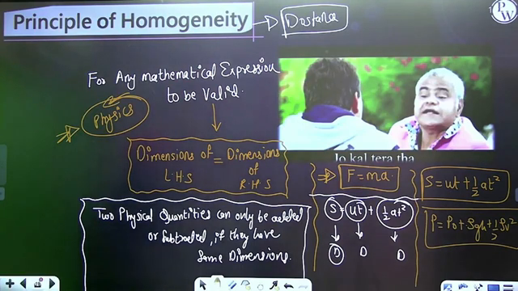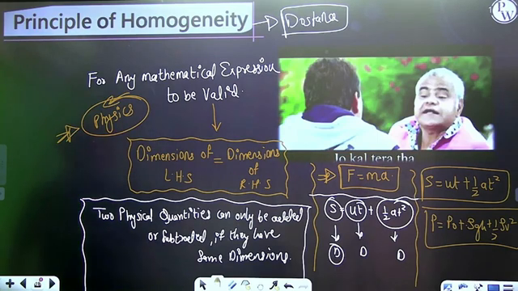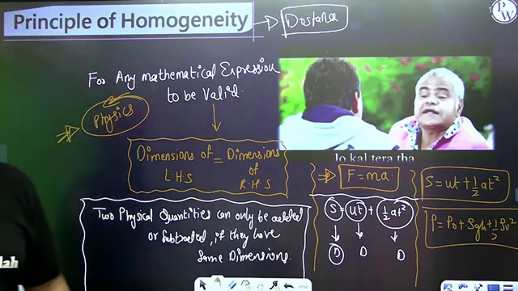Okay. So, the two most important statements of the principle of homogeneity. The first one states that all of the dimensions on the left hand side of the expression used in physics are equivalent to the right hand side. If the right hand side has more than one mathematical expression, then two physical quantities can only be added or subtracted if they have the same dimensions. It means that force can be added with force, velocity can be added with velocity, right? Everything moves on like that.